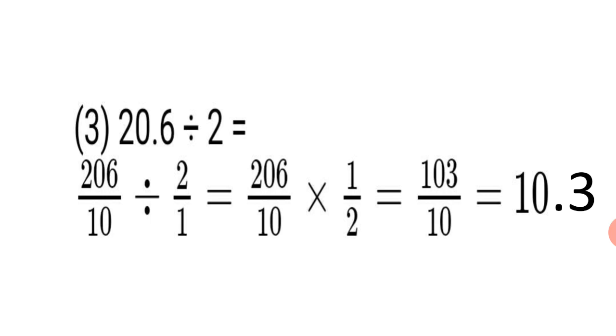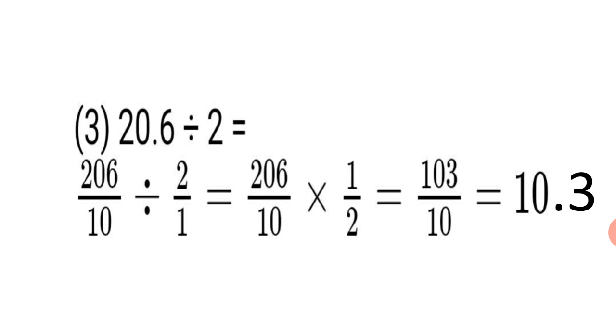20.6 divided by 2 is equal to 206 upon 10 divided by 2 upon 1. Okay, after decimal point we had 1 digit, so upon 10 we took, where we get 10 in the denominator, is equal to 206 upon 10 into, now division becomes multiplication in the second step. Okay, and we write the reciprocal of 2 upon 1 as 1 upon 2.